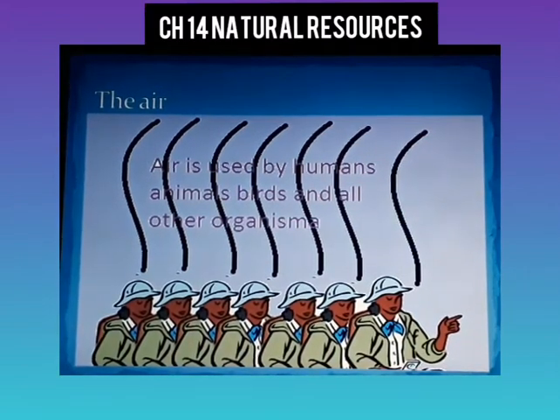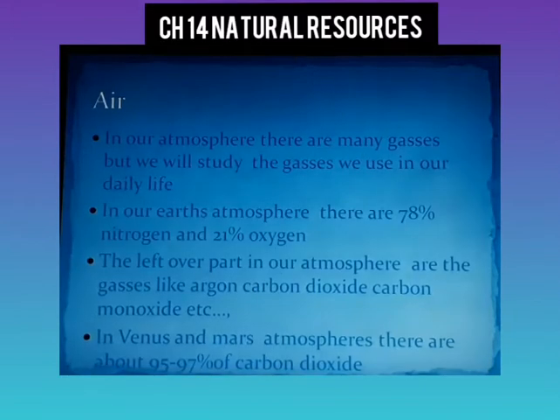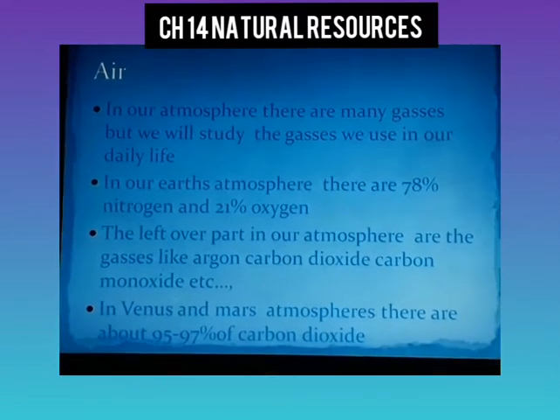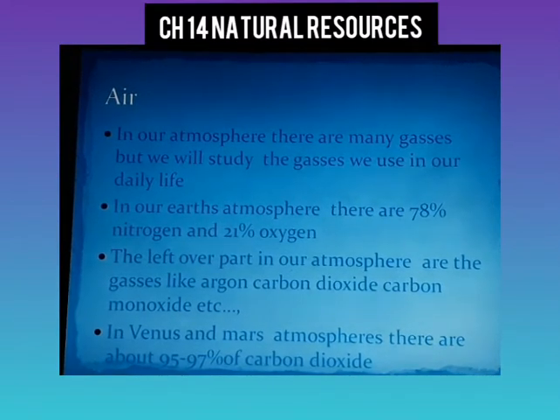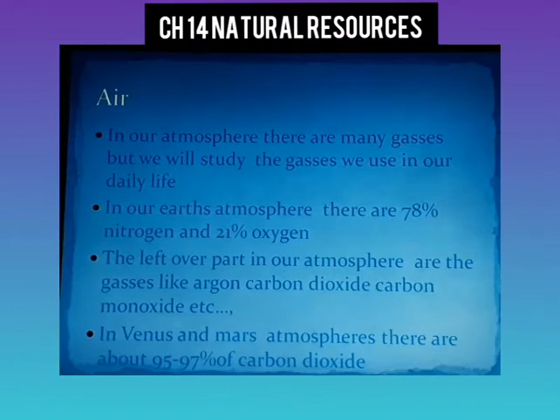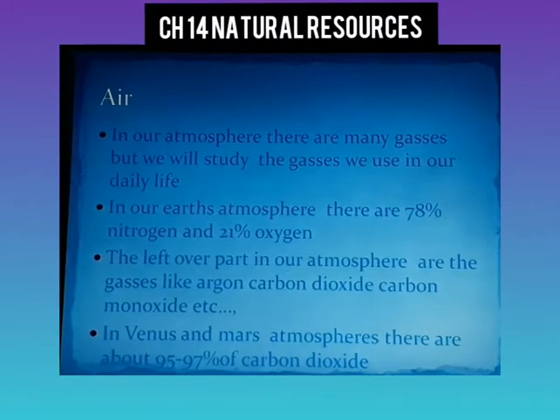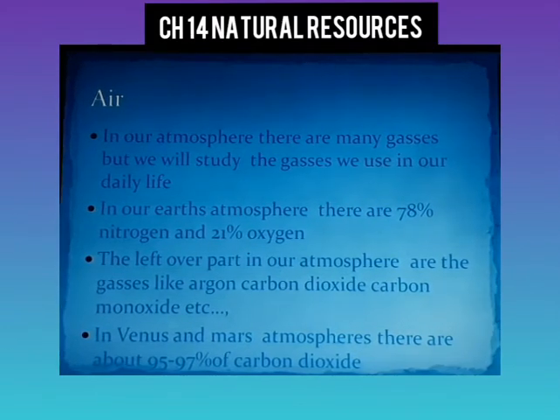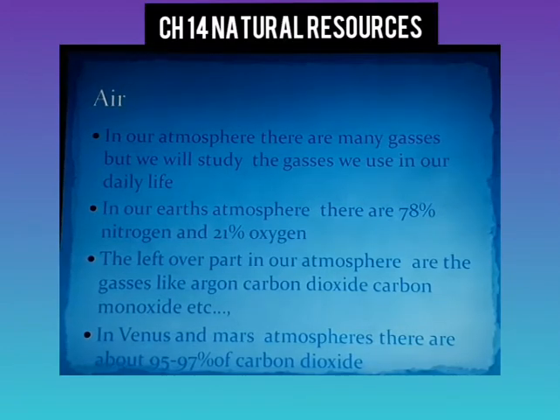Air. Air is used by humans, animals, birds, and all other organisms. In our atmosphere there are many gases, but we will study the gases we use in our daily life. In Earth's atmosphere there is 78% nitrogen and 21% oxygen. The leftover part includes gases like argon, carbon dioxide, carbon monoxide, etc. In the atmospheres of Venus and Mars, there is about 95 to 97% carbon dioxide.